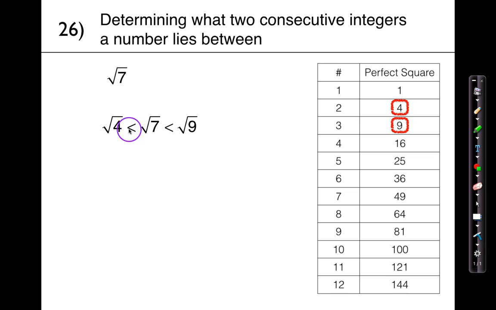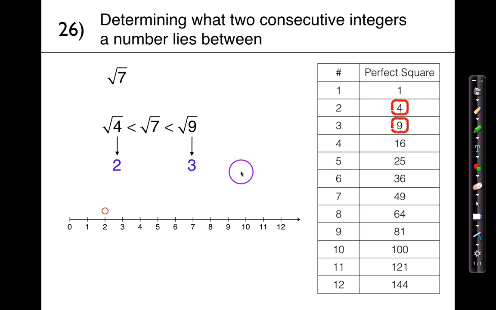So now what we're going to do is simplify what we do know. I know the square root of 4 is 2, and I know the square root of 9 is 3. So here, the square root of 7 is lying between 2 and 3. If you think of it on a number line like such, the square root of 7 falls somewhere in between a 2 and a 3. So I'm just going to say it lies between 2 and 3.